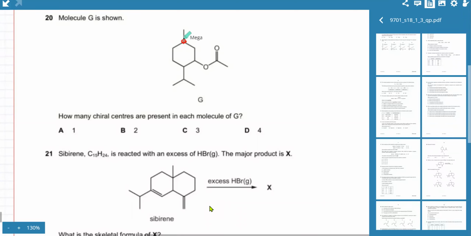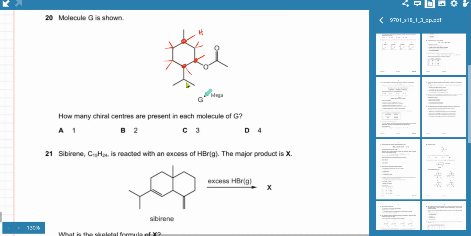A carbon is chiral when four different groups are attached. The H are not shown, so there's an H, and on all four sides, you have different groups. This one is not chiral because there would be two hydrogens. This one is also not chiral, there would be two hydrogens. This one is going to be chiral because all four sides are going to be different. Similarly, this one would be chiral because all four sides are different. So that's the only two.